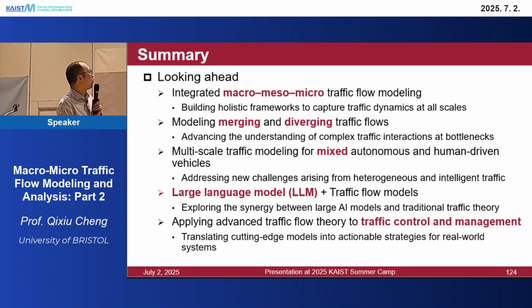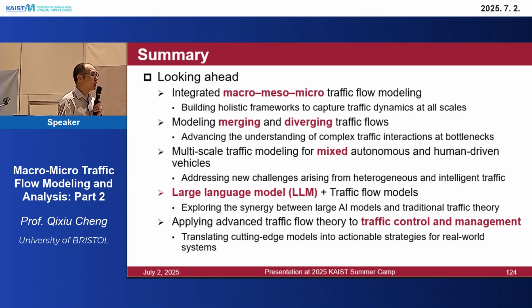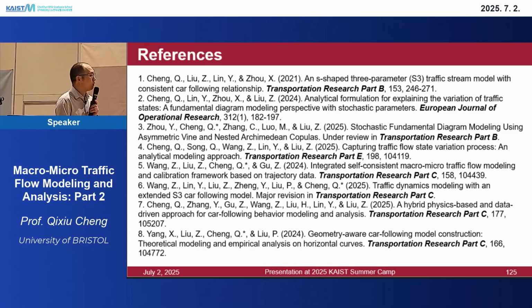Looking ahead, I also want to do some research related to macro, meso, and micro, because in our study, all the studies are focused on macro or micro without meso. And also consider merging and diverging traffic flows, mixed autonomous and human-driven vehicles, and also consider large language models for generative data, and how to apply this type of traffic flow theory to traffic control and management. I think this is more meaningful for us. And that's all. Thank you.